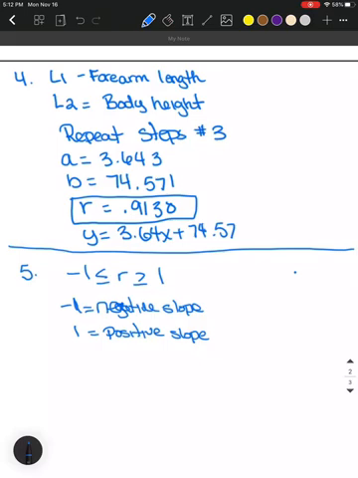Or a positive correlation. So let me see, I said negative slope. I'm going to write correlation. Or a positive correlation. And the closer it is to 0, that means we have no correlation. That's your data is just scattered all over.